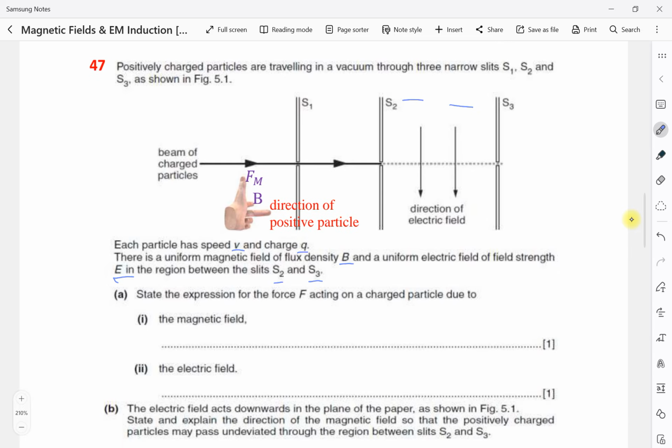State the expression for the force acting on a charged particle due to the magnetic field. Of course, for a charged particle due to a magnetic field, the force is equal to BQV sine of theta, or it can be BQV cos of theta, depending on whether the angle is between the magnetic field and the direction of the particle, or between the normal to the direction of the particle and the magnetic field. So it can be cos or it can be sine.